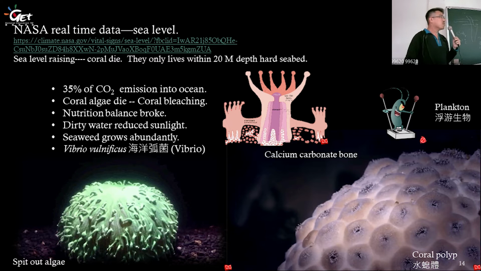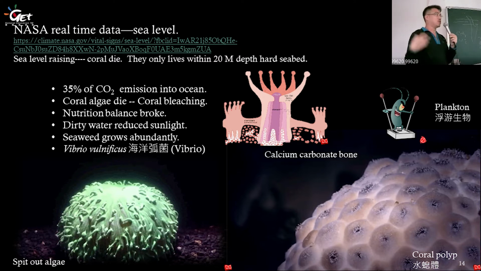This is the moment this coral is under a tolerance situation and tries to eject the algae in their body. Okay, you can imagine that if you are a coral, you are wearing a fur coat on your body, and this fur coat is the algae.